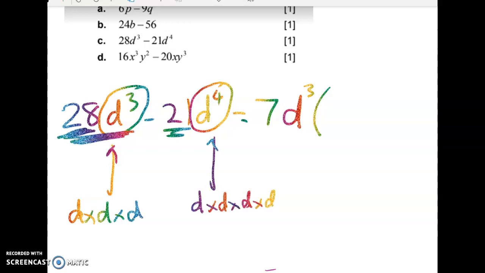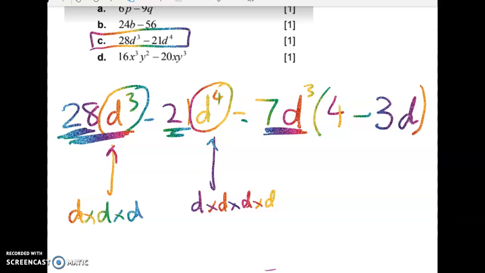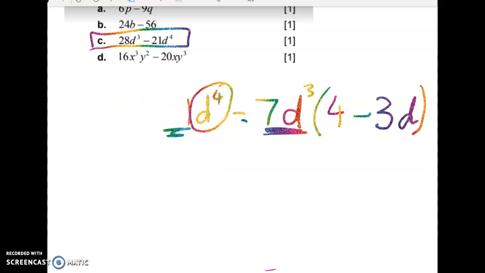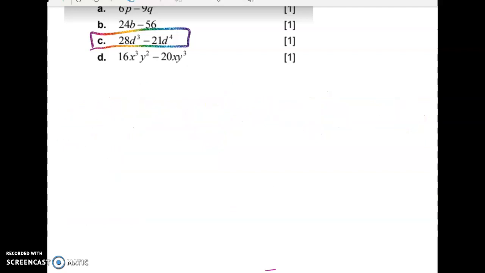Because this is d times d times d, and this is d times d times d times d. So what do I have to do now to 7d cubed to get 28d cubed? It's just times by 4 minus 3d. Right, and as usual, if we expand it out, we can check that we get back to this. Right, now the last one. We've got two variables this time. We've got x's and we've got y's, and we've got a 16 and a 20.